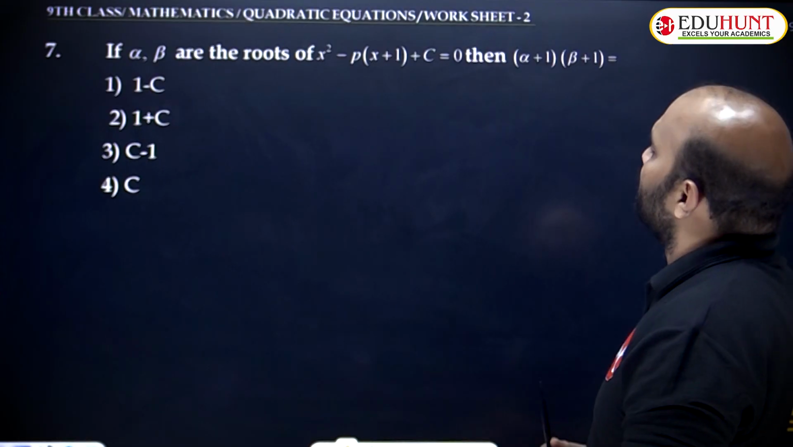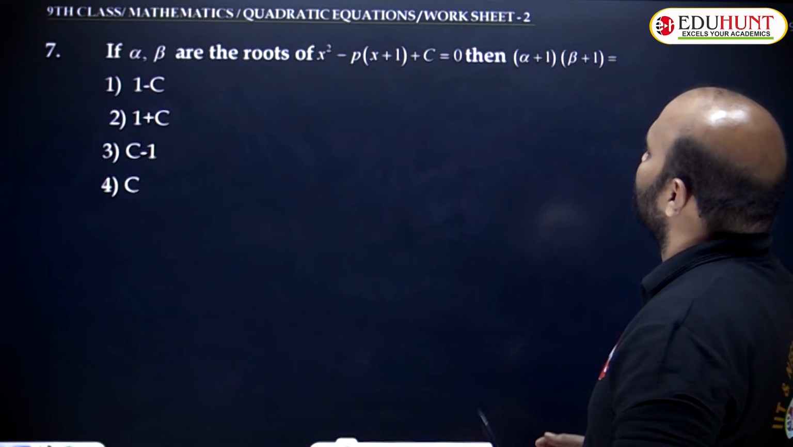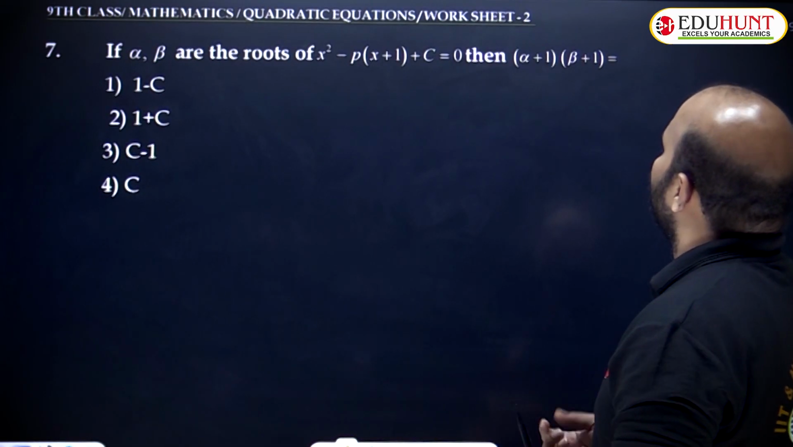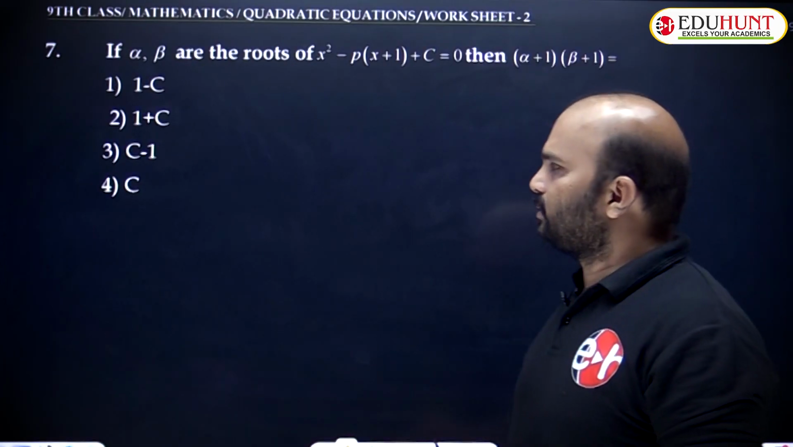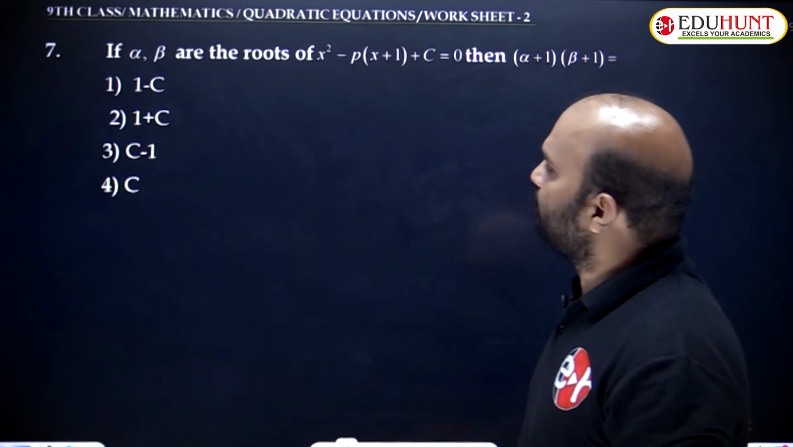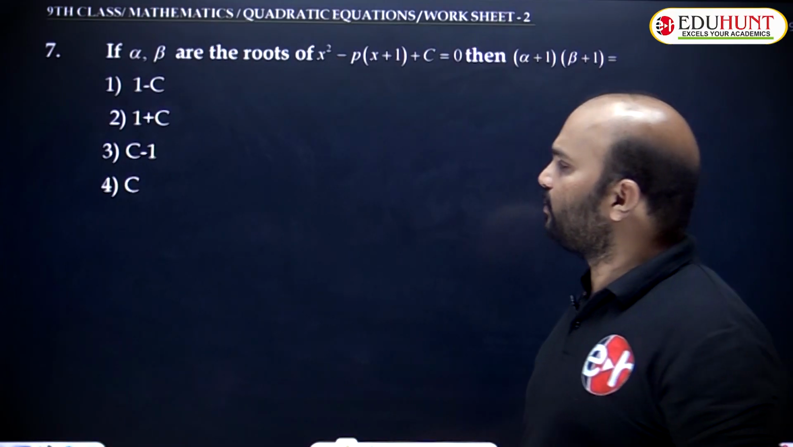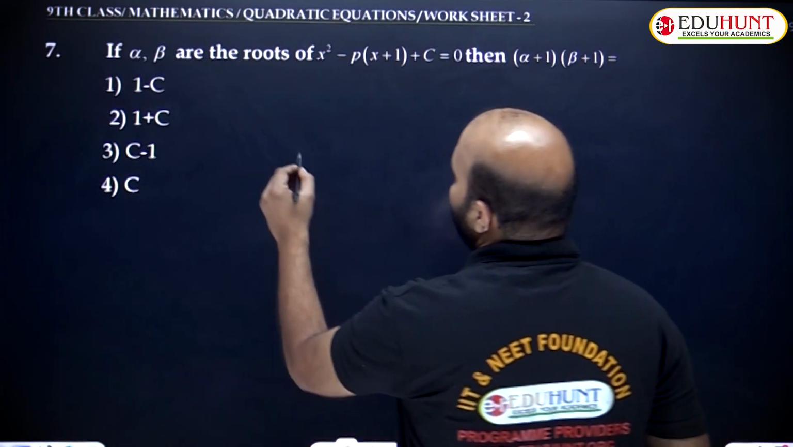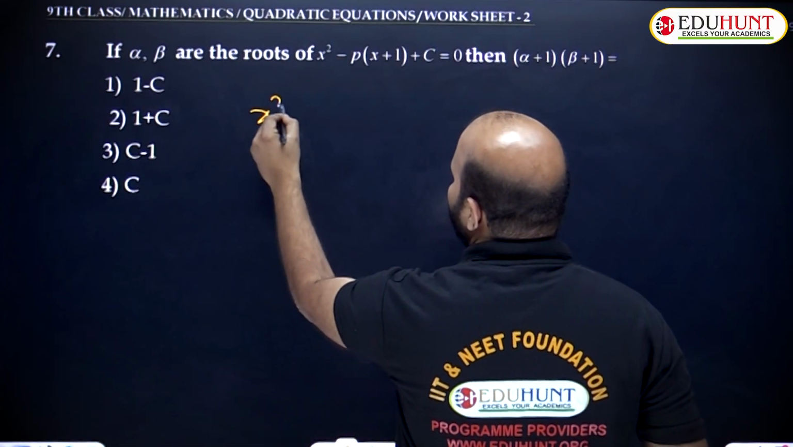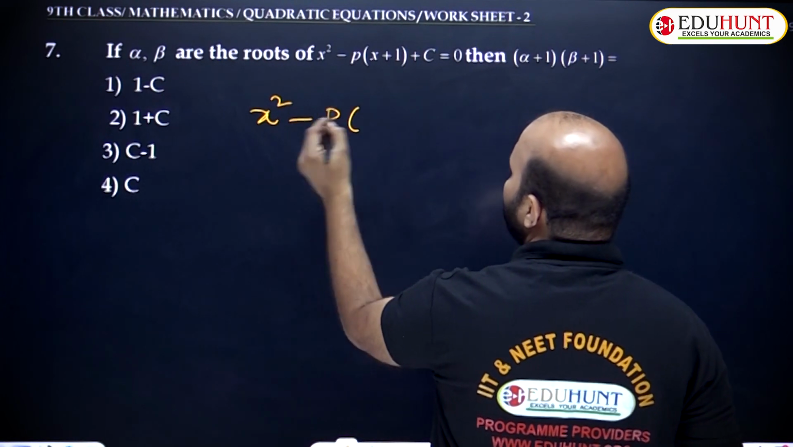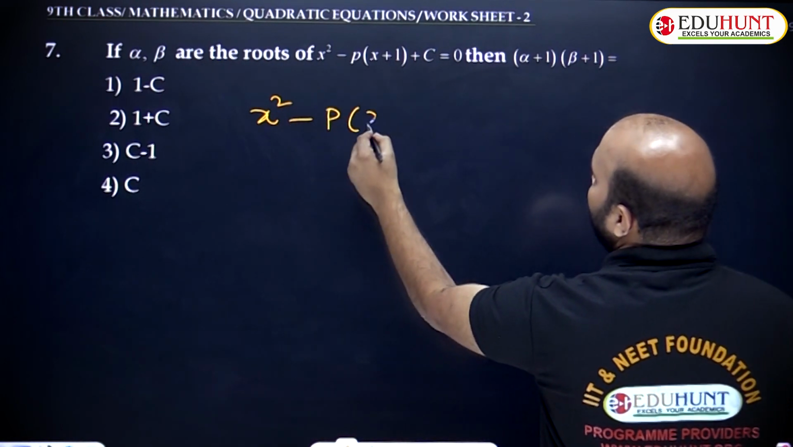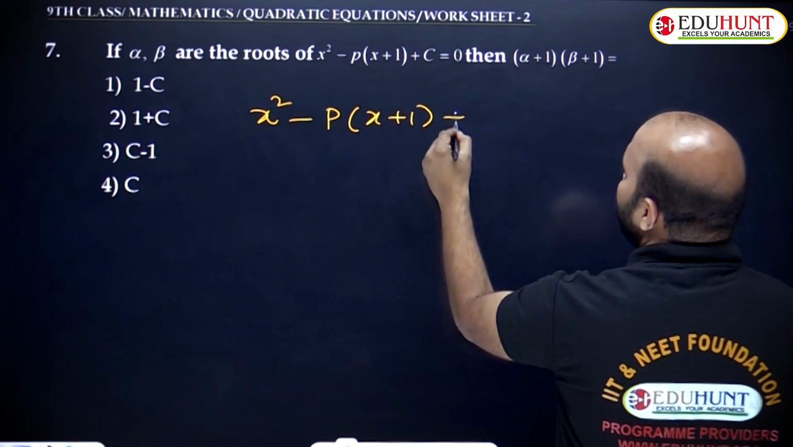If alpha, beta are the roots of x square minus p into x plus 1 plus c equal to 0, then alpha plus 1 into beta plus 1 is: option 1, 1 minus c; option 2, 1 plus c; option 3, c minus 1; option 4, c. So clearly we need to understand what is the given quadratic equation: x square minus p into x plus 1 plus c equals 0.